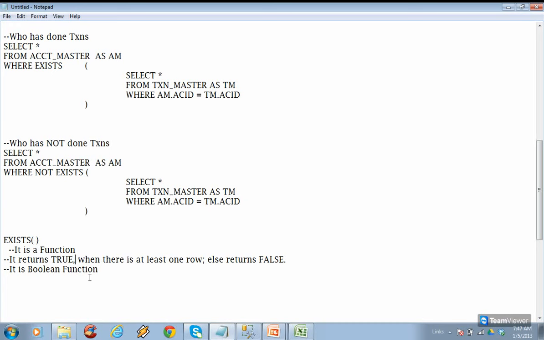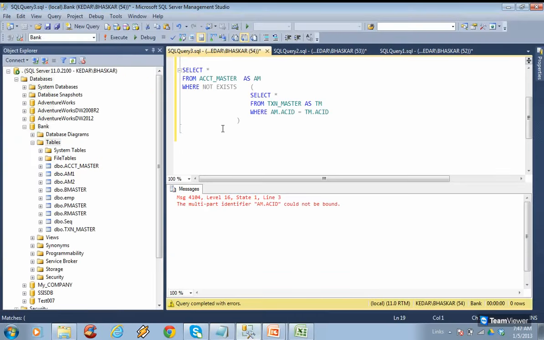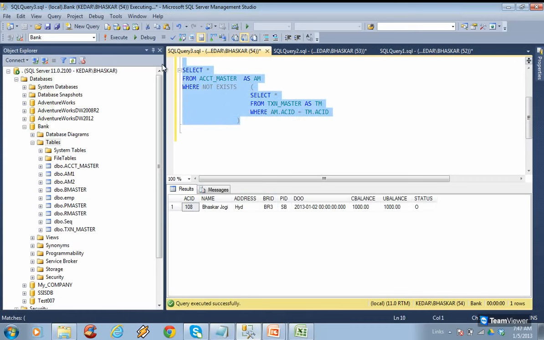On this, the questions: who has not done the transactions? So Bhaskar has not done the transaction. Who has done the transactions? All of them you can get. Okay, not exist. So this will give you the answer. Clear? What is not exist? It is a function. Clear? So any doubts?